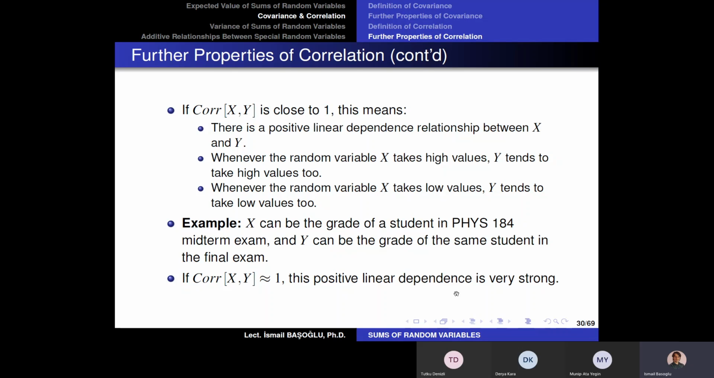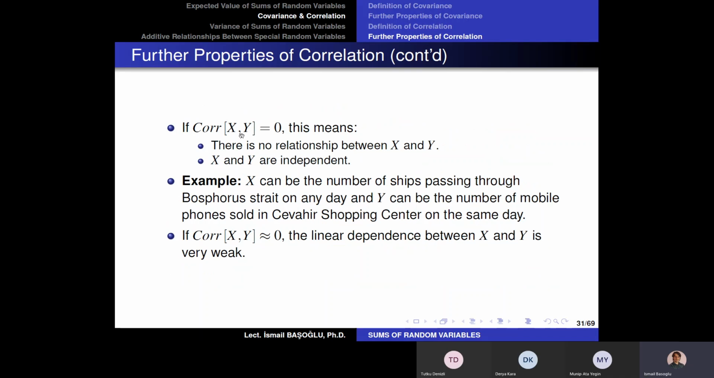Okay, and if the correlation between X and Y is equal to 0, this means there is not a relationship between X and Y. Actually, this is a wrong sentence. The fact that the correlation is equal to 0 does not say that there is no relationship. It says there is not a linear relationship.